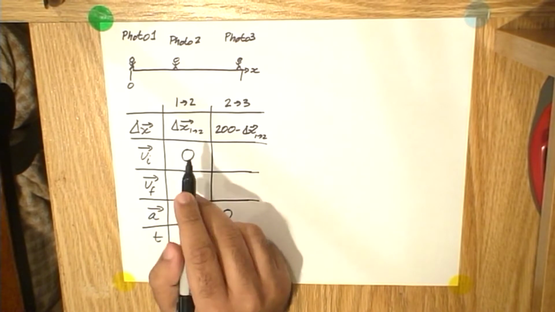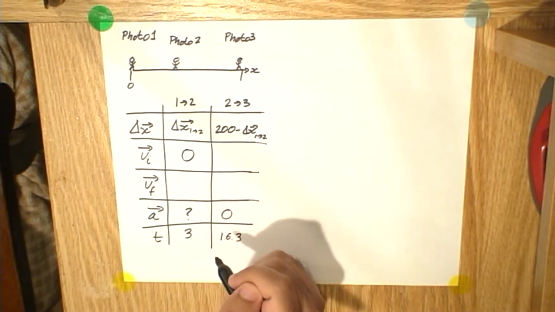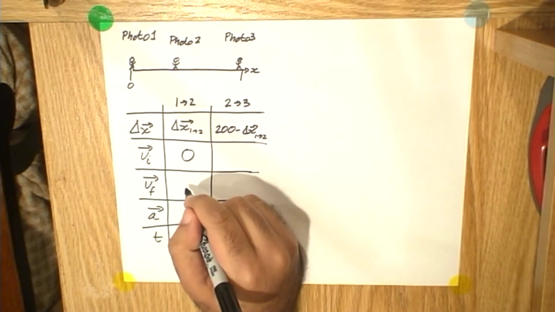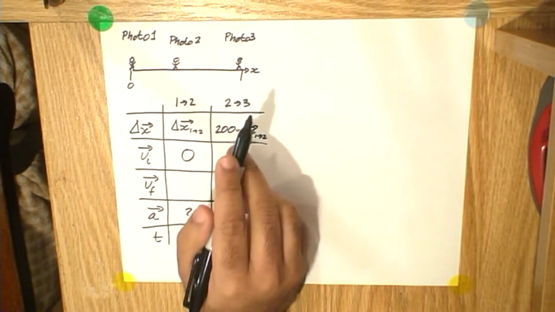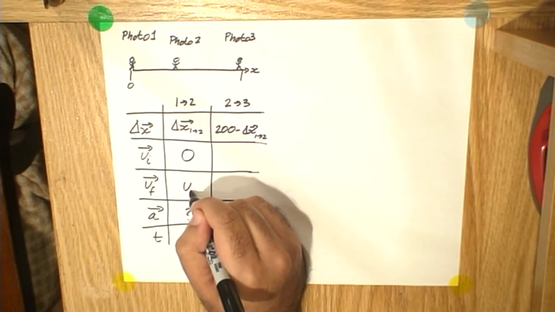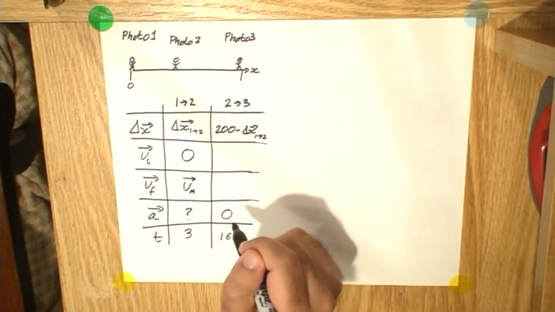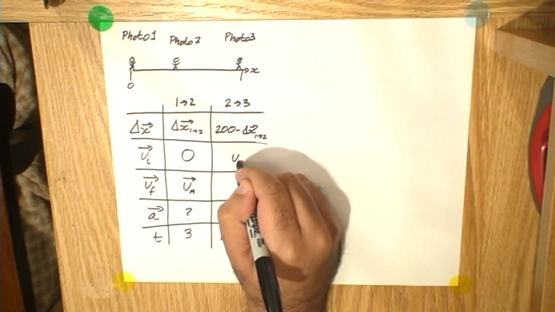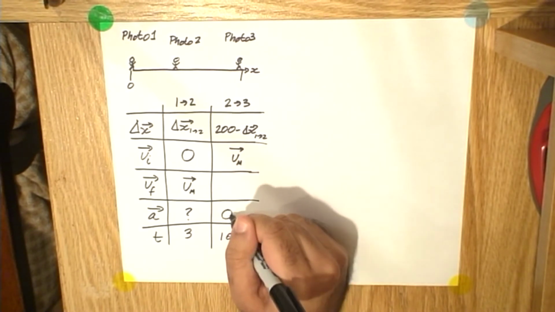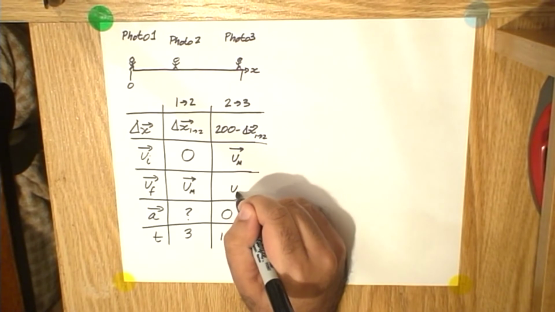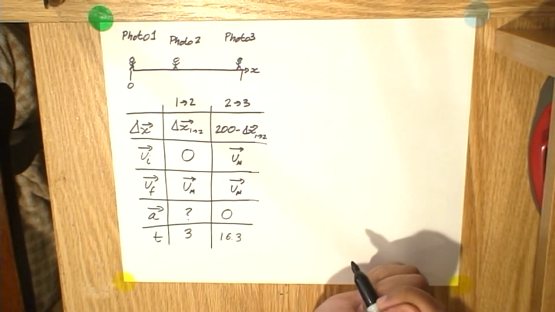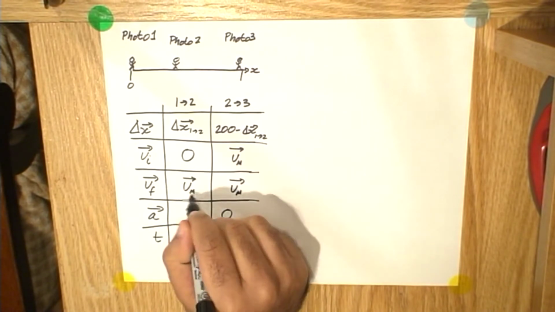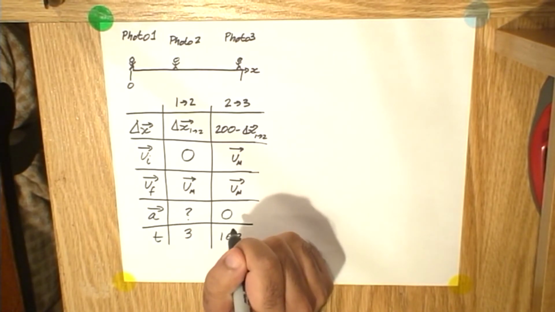His acceleration from 1 to 2 is unknown, but we do know that his final velocity for 1 to 2 is also going to be his maximum velocity for the entire race. Let's call this v sub m, Vmax. His final velocity for 1 to 2 is his initial velocity for 2 to 3, and because he's not accelerating, it's also his final velocity for 2 to 3. So, let's take all of this information together and solve for what that Vmax is.